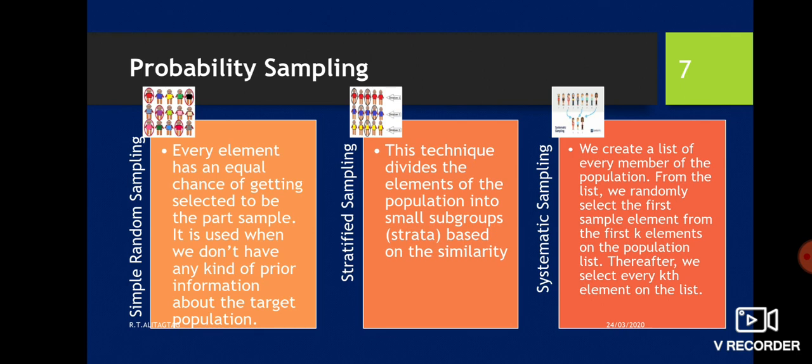Yung systematic sampling, we create a list of every member of the population. From the list, we randomly select the first sample element from the first k elements on the population list. Thereafter, we select every kth element on the list.